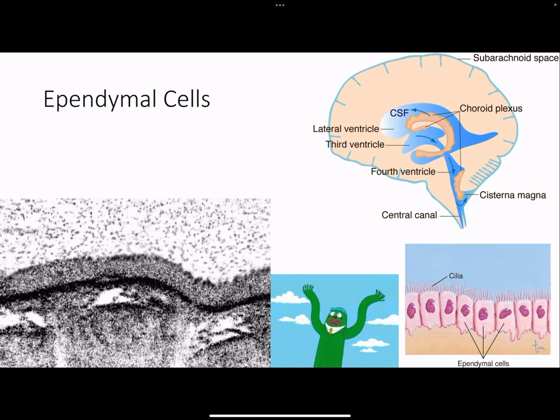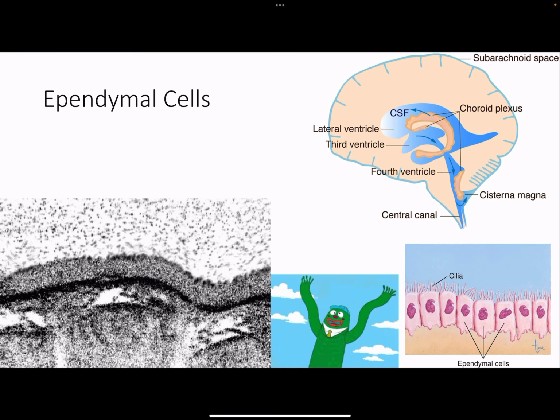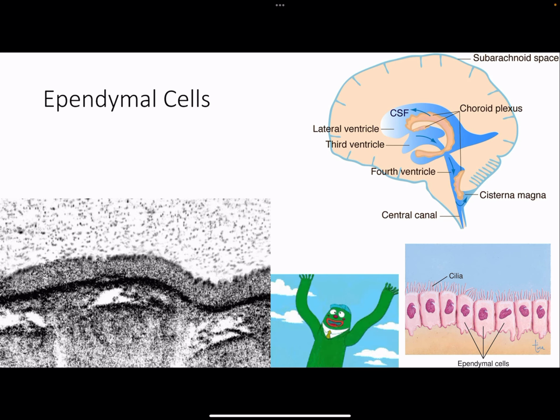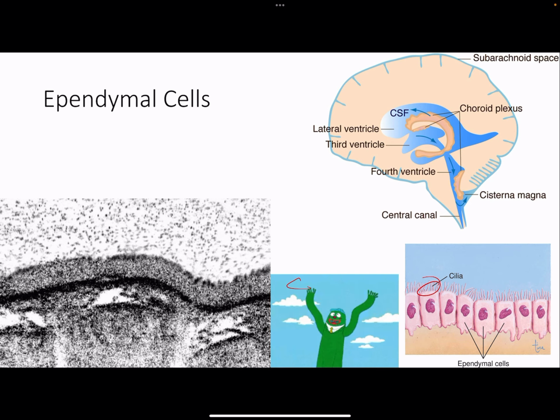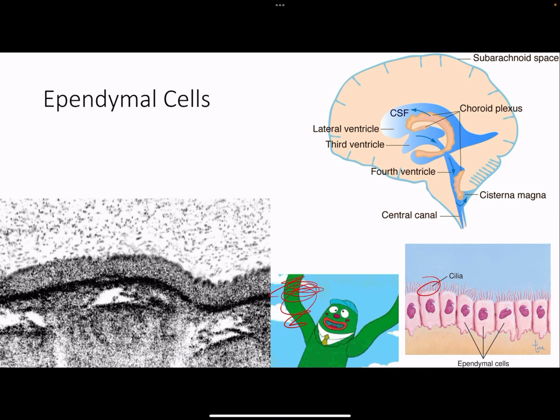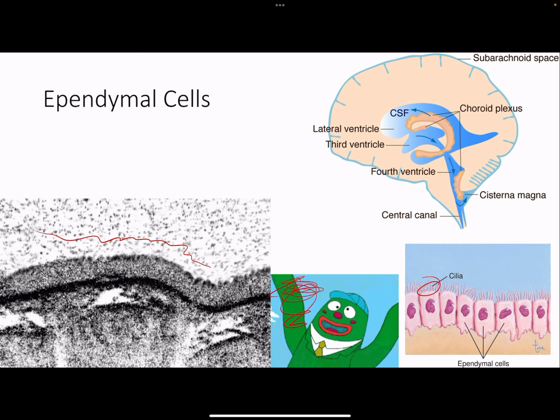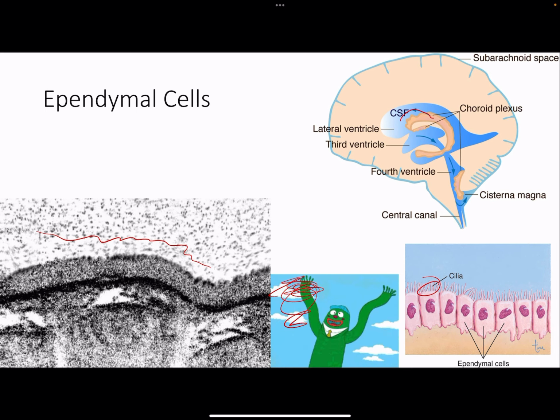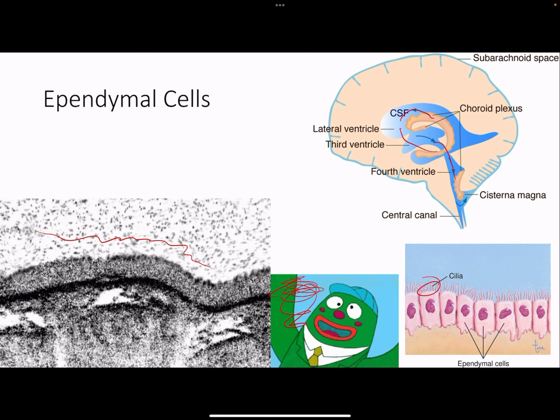Ependymal cells in the choroid plexus of the ventricles. These are going to generate cerebrospinal fluid, and they have these little cilia so that they can kind of wave their arms, and you can kind of see them creating a current, helping sweep the cerebrospinal fluid through the ventricular system.